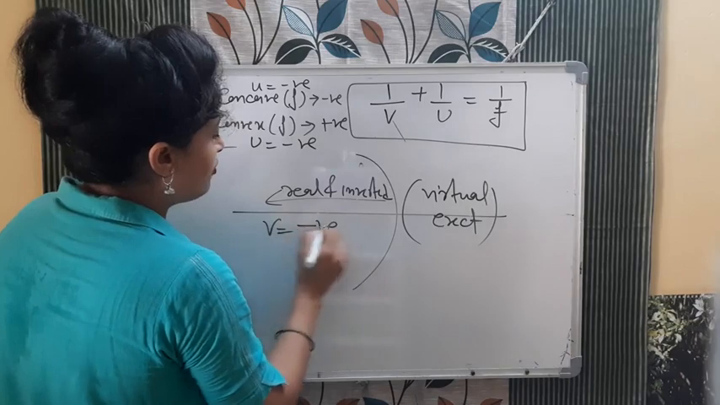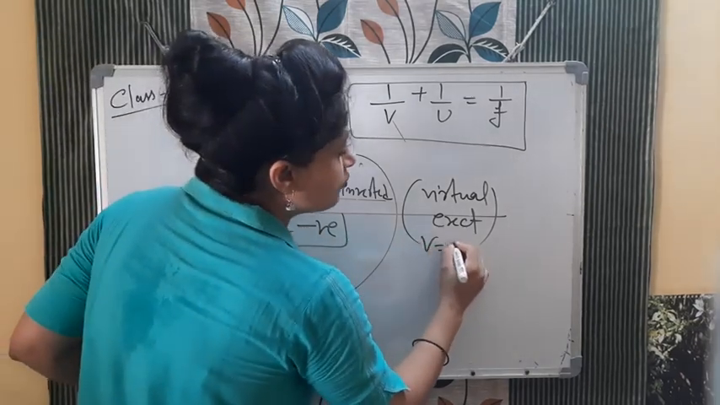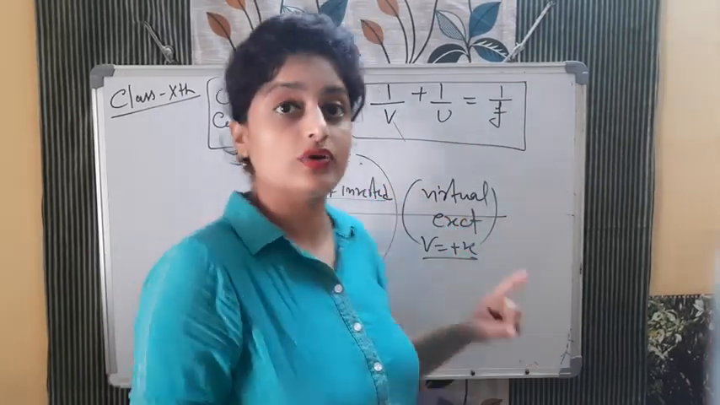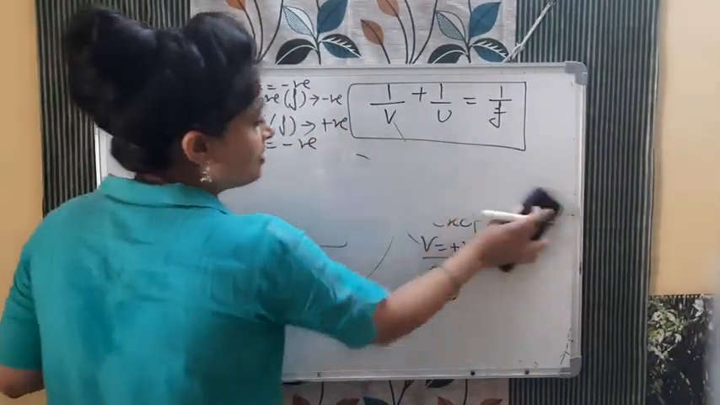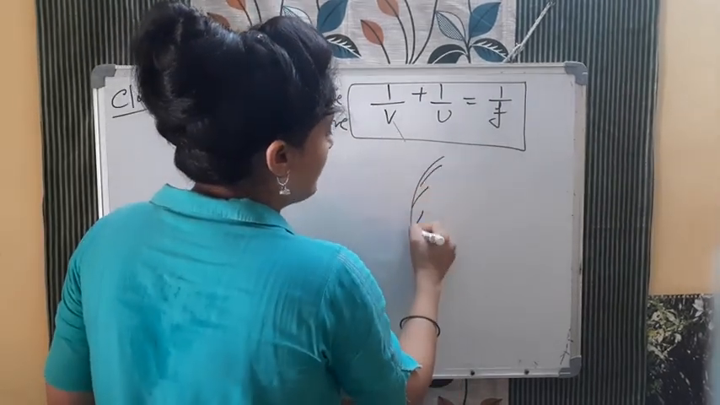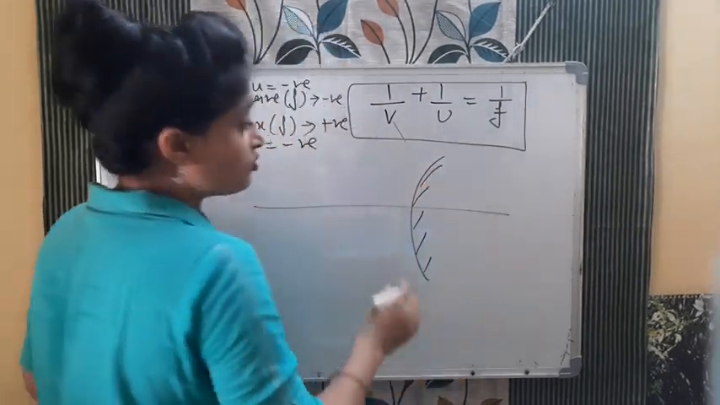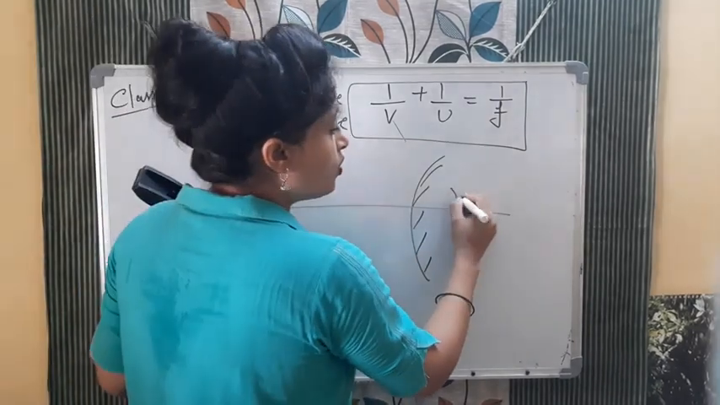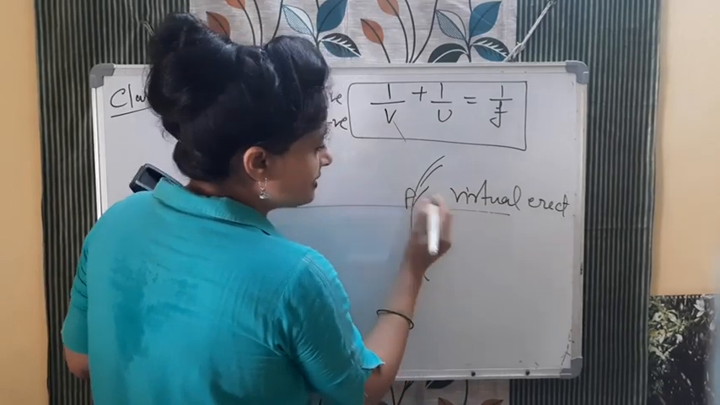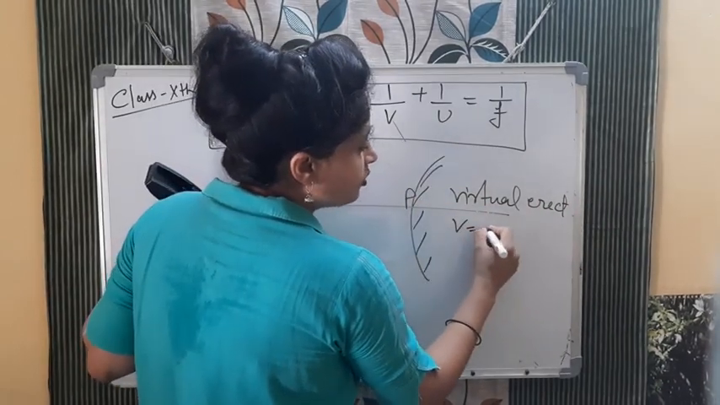V is negative, but only in one case V is positive also, in case of the concave mirror I am talking about. In case of the convex mirror, we always considered two cases, at infinity and at any finite distance. So what we observed, image was always virtual, and if it is virtual, from the pole this is right side, so V is always positive.